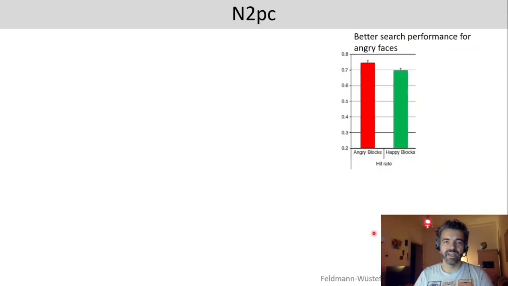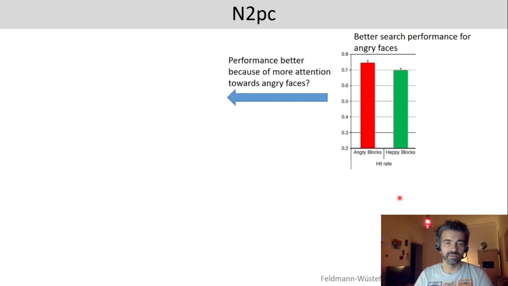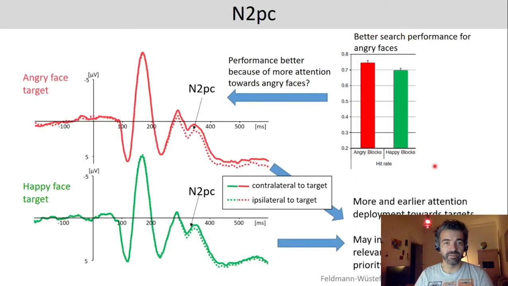So first we had a look at the behavior, and we did find that there was a better search performance for angry faces. So this somehow suggests that there's an advantage, but is this really due to differential attention deployment? In order to answer that question, we needed to look at the ERP elicited by the faces, and when we compared angry face targets with happy face targets, in both cases we found an N2pc, which is not surprising because after all they did attend the target to some extent. But as you can see, the N2pc is larger for angry face targets than for happy face targets. It's also appearing a bit earlier in time.